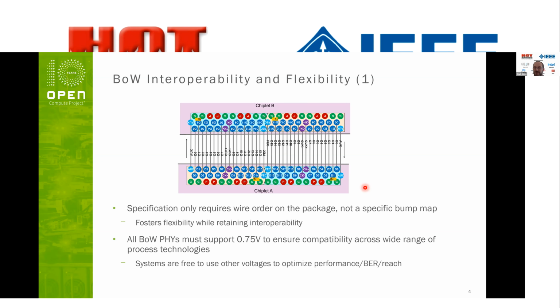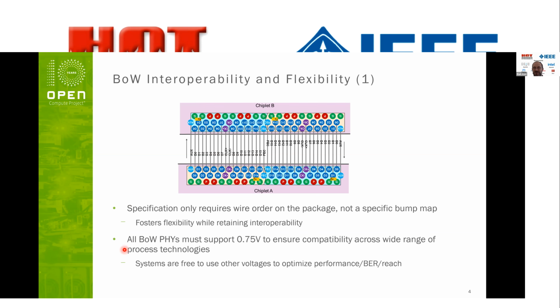So just to touch again on a few of the key features that were specifically designed into the specification for interoperability as well as for flexibility. First of all, I think BOW was the first standard that took this approach: we really only require an order of wires on the package, but not a specific bump map. Even though there's a recommended bump map that most people will likely adopt based on ease of integration and design, as long as you follow that same wire order, you can get things that are interoperable, even if there are differences in bump map, differences in bump pitch, and things of this nature.